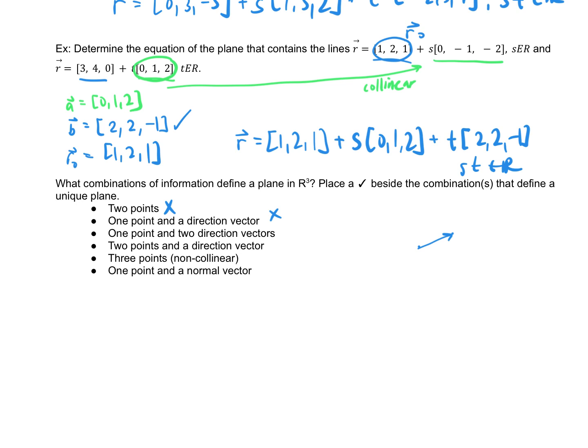1 point and 2 direction vectors, that's perfect. That's exactly what we need for a plane, as long as those direction vectors are non-collinear. 2 points and a direction vector, that's also okay, because from those 2 points we can come up with another direction vector. If we have 3 points, that's also great. We saw an example like that. Out of those 3 points, we can form 2 direction vectors. And finally, 1 point and a normal vector.